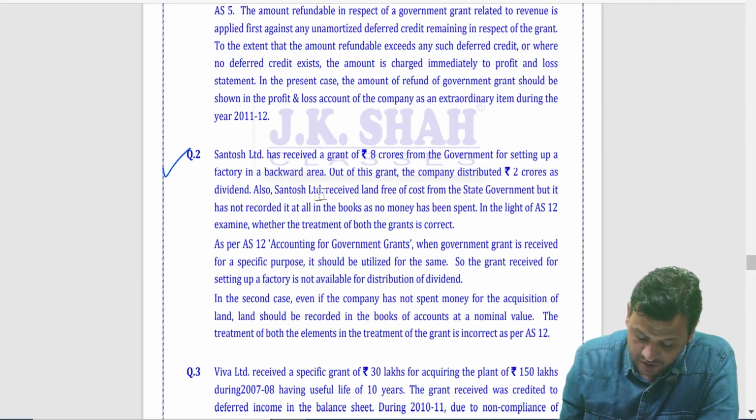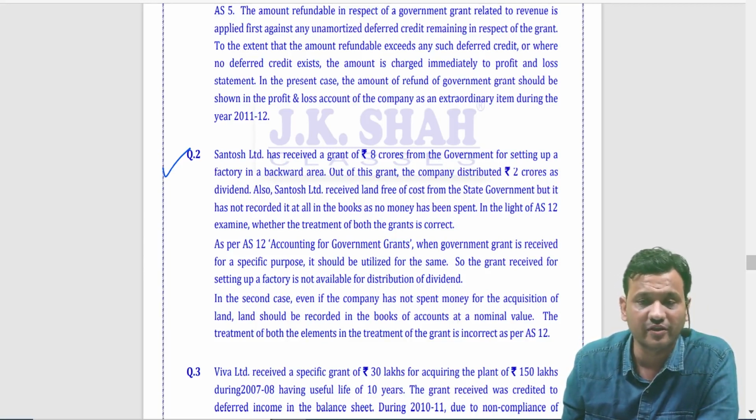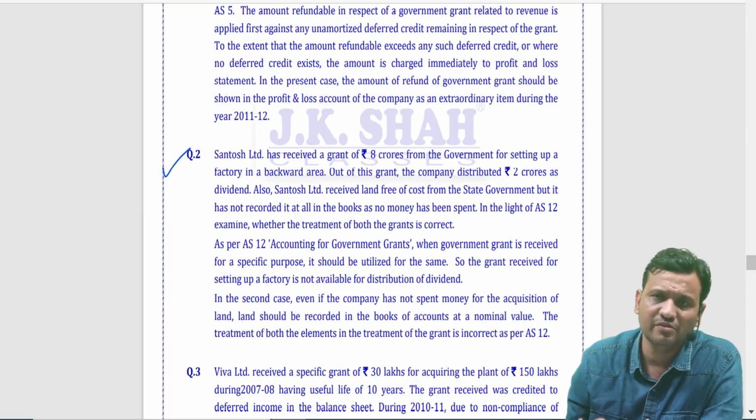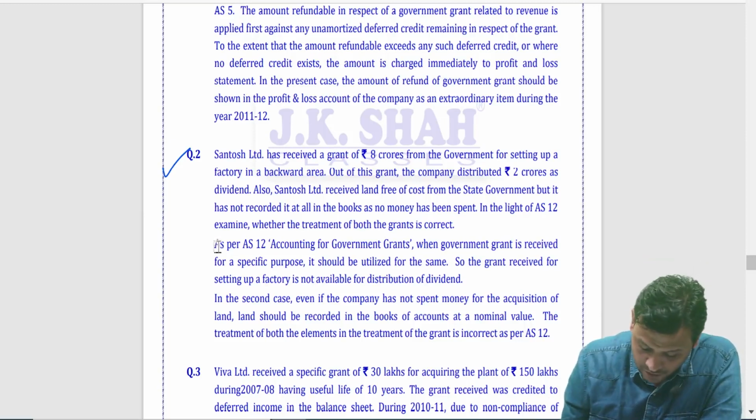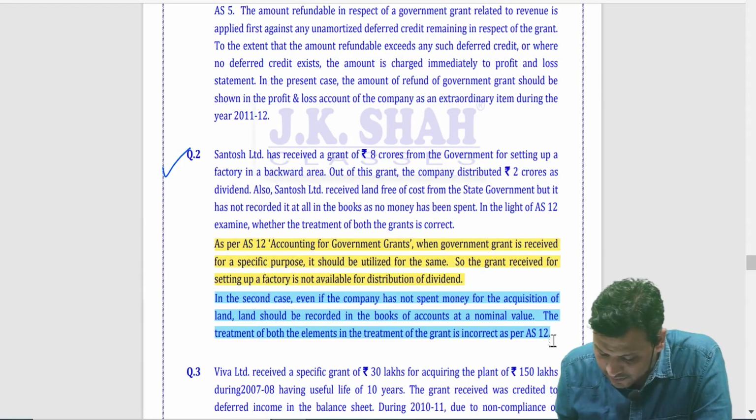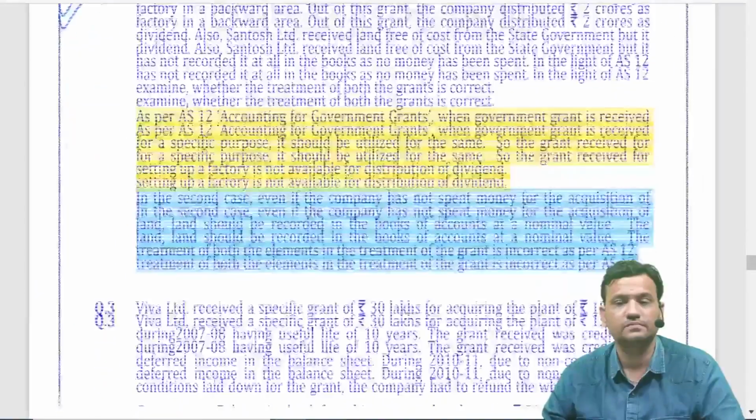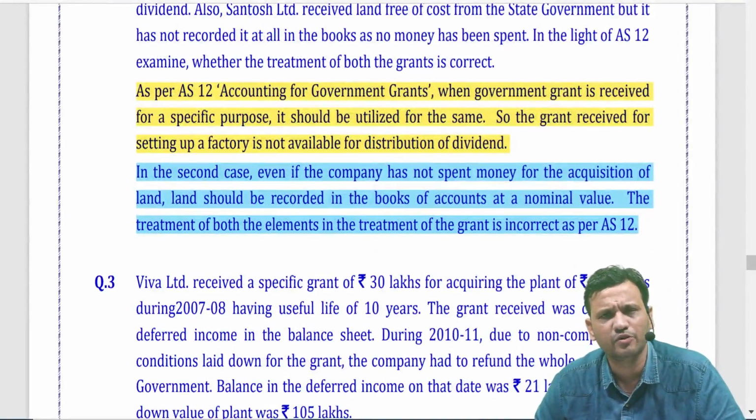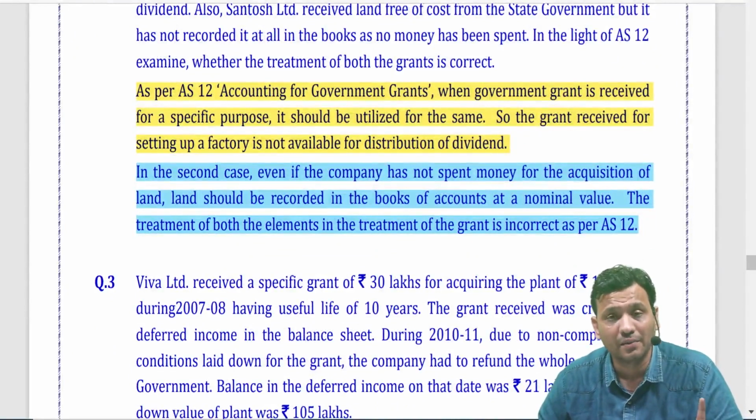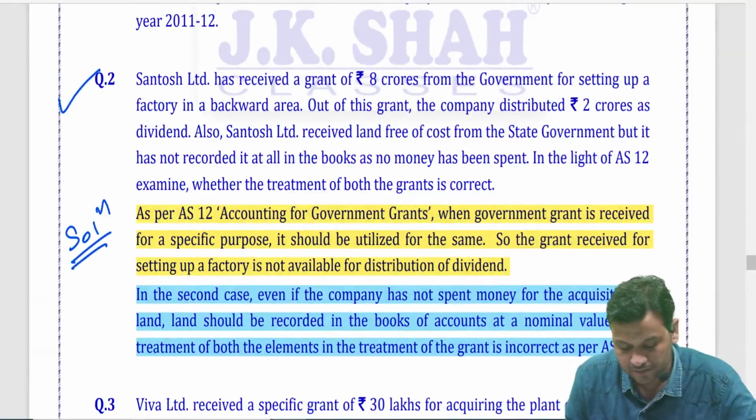By giving dividend, it is wrong. Even though you have received land free of cost, you should recognize the land at fair value. It is to be recognized at fair value, or nominal value, as the case may be, with credit to capital reserve. So the first part, it's not available for distribution of dividend, and the second part is also incorrect. Nominal value can be 1 rupee, 100 rupees, 1000 rupees, or the fair value of the asset. But remember, if you recognize the asset at nominal value, no depreciation is to be charged on it. Of course, this is the solution to a theoretical question.